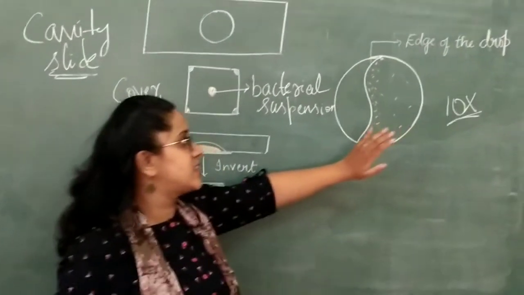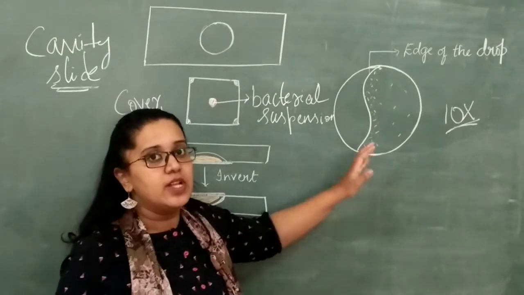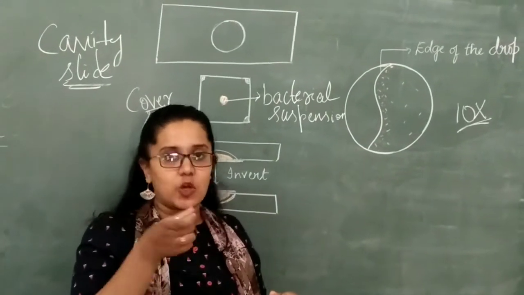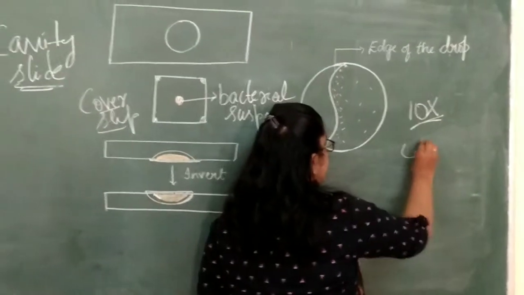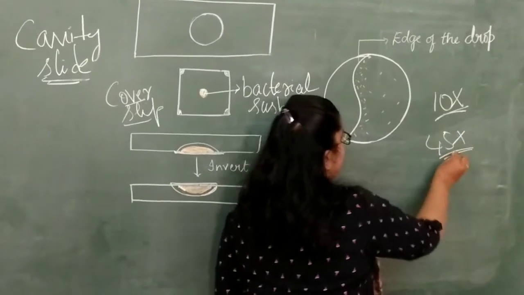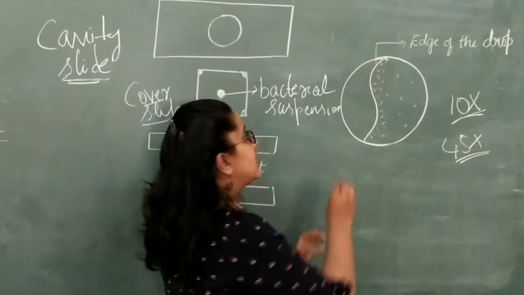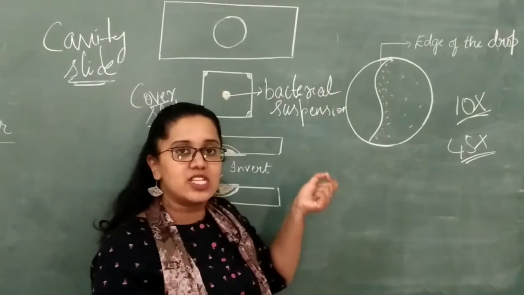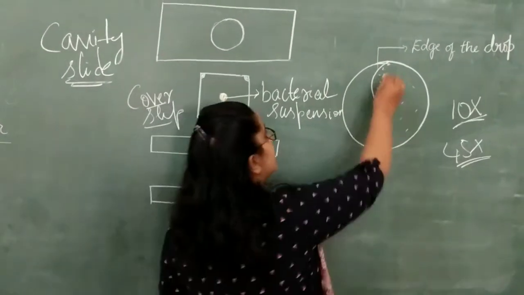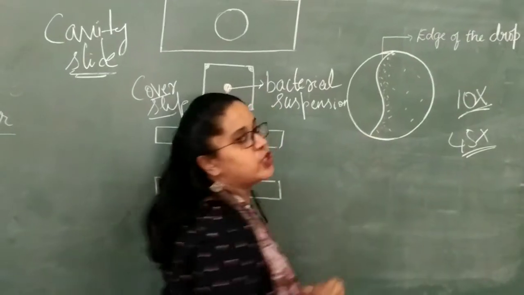So once you have successfully obtained the edge of the drop, carefully change only the objective and get it to 45x. And now under 45x, you will be able to see small cells which are moving, and these moving cells or these motile cells are more predominant in the edge of the drop.